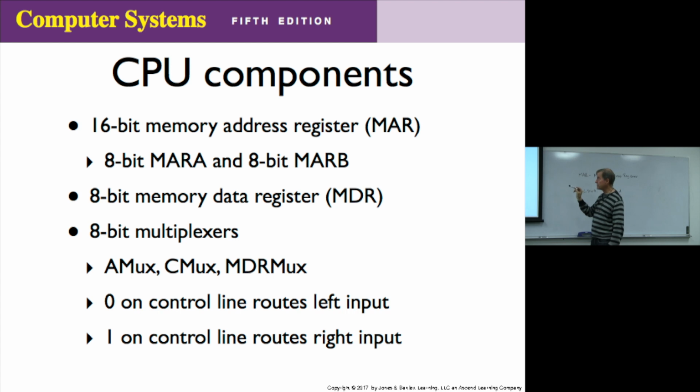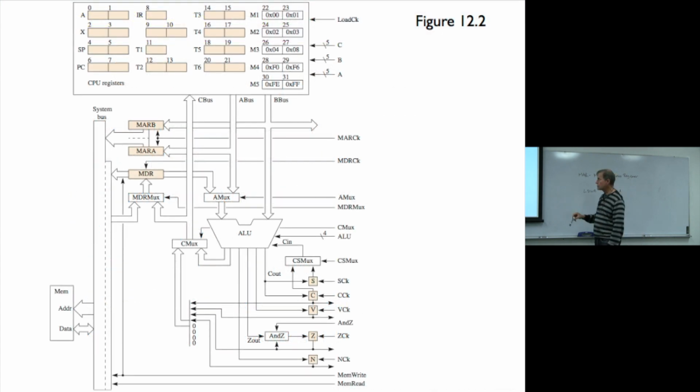So on this slide we have the CPU components. We have a 16-bit memory address register, MAR, and that's divided into two registers, an 8-bit MARA and an 8-bit MARB. The next thing it has is a memory data register, MDR, which is 8 bits. Let's take a look at that. Do you see the box labeled MDR? It's right over here. That's the memory data register.